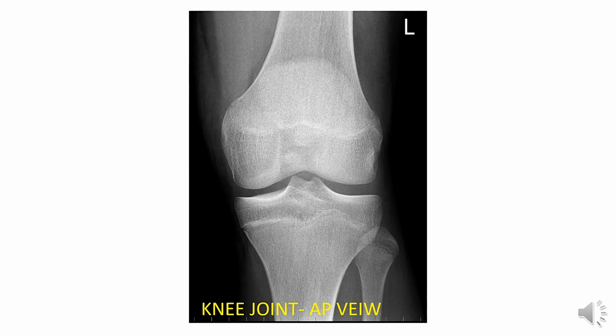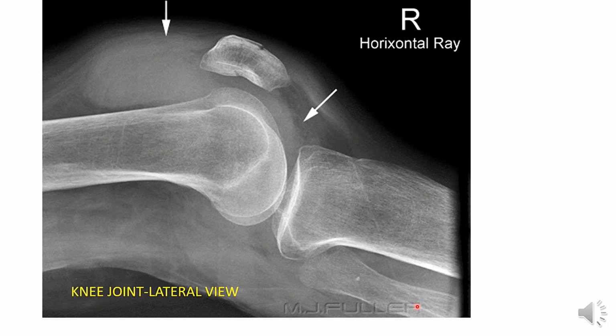Now next X-ray, knee joint lateral view. This is the plain or a simple type lateral view of a knee joint showing the bones, again lower end of the femur, upper end of the tibia, upper end of the fibula and patella. Patella is very clearly seen in the lateral view.